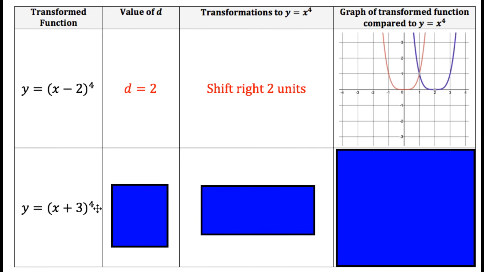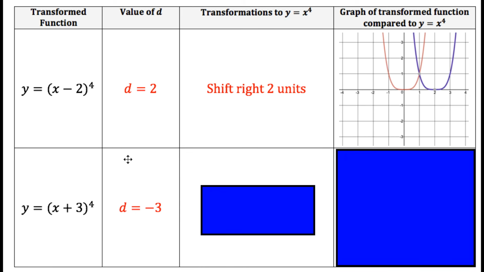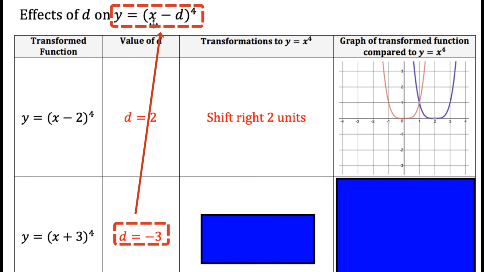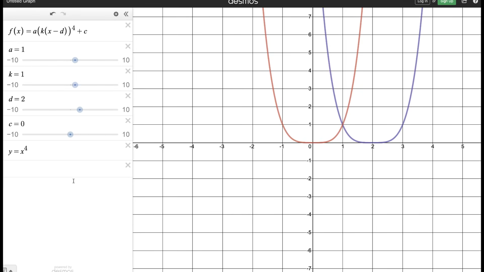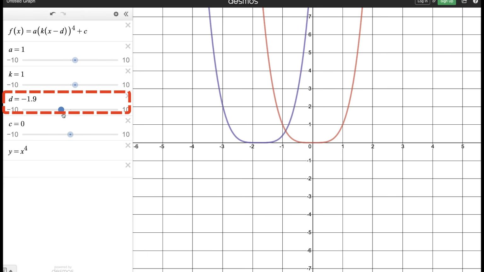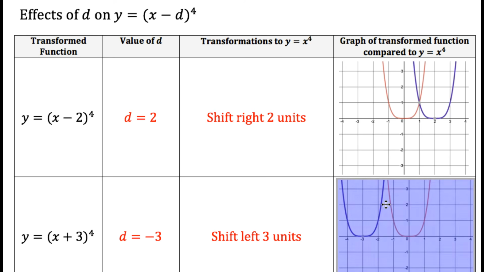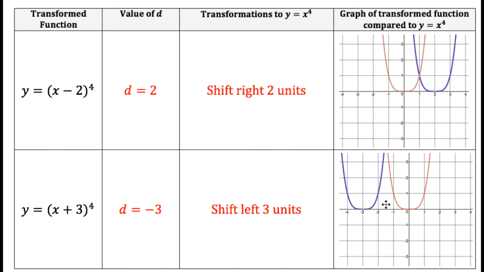For this transformed function, it looks like it's an x plus 3 to the power of 4. In order for it to look like this, the d value must have been -3. Because if I plug -3 into this equation up here, it would be x minus -3, which simplifies to x plus 3. So what does a d value of -3 do? Let's make the d value -3. Notice compared to the parent function, it has been shifted left 3. So you can sketch that graph as well.